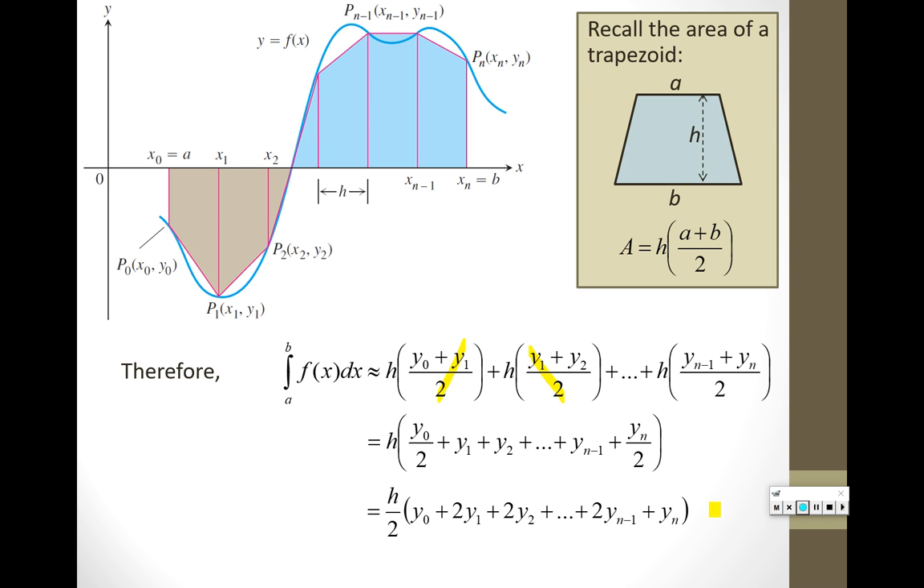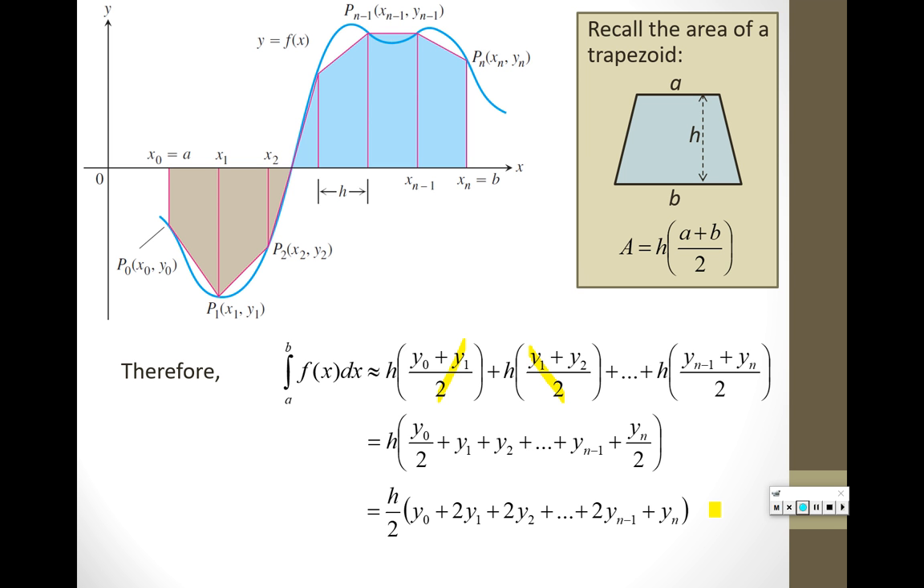This is tidied up one step more. I've pulled the half out front, which I went to do at the start, but maybe it's a little easier to do it at the end. When I common factor the half out front, the first and the last then become 1, and all the ones in between become 2s. That's the way to really remember it. That's a handy way to use it. 1 twice all the rest of them, and 1 times the last one.